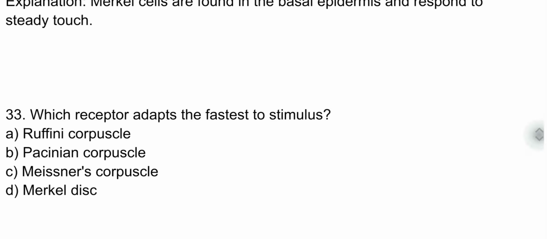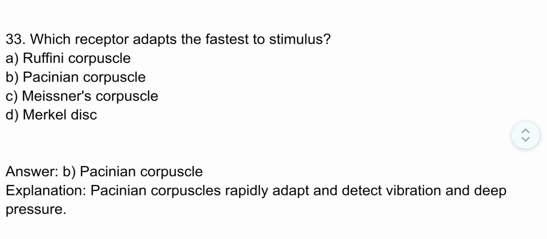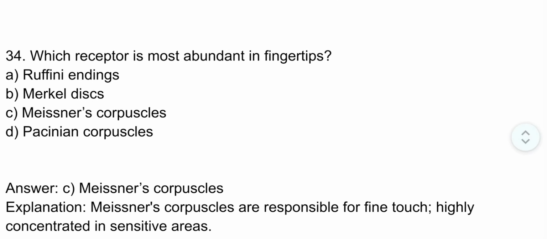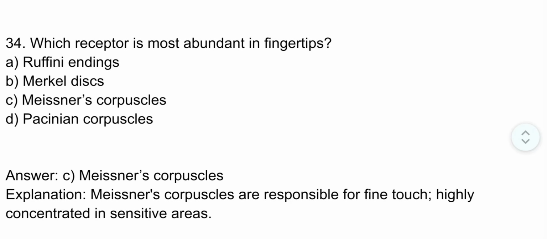Question number 33. Which receptor adapts the fastest to stimulus? The correct option is option B. Pacinian corpuscles. Pacinian corpuscles rapidly adapt and detect vibration and deep pressure. Question number 34. Which receptor is most abundant in fingertips? The correct option is option C. Meissner's corpuscles. Meissner's corpuscles are responsible for fine touch, highly concentrated in sensitive areas.